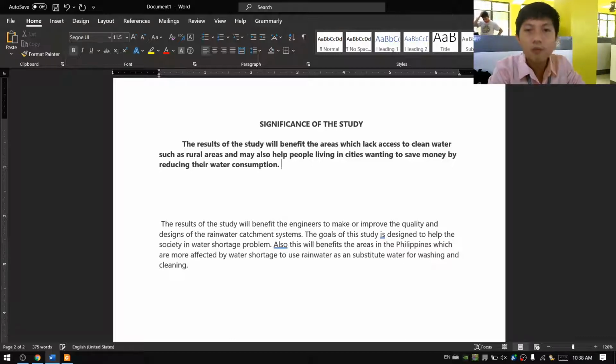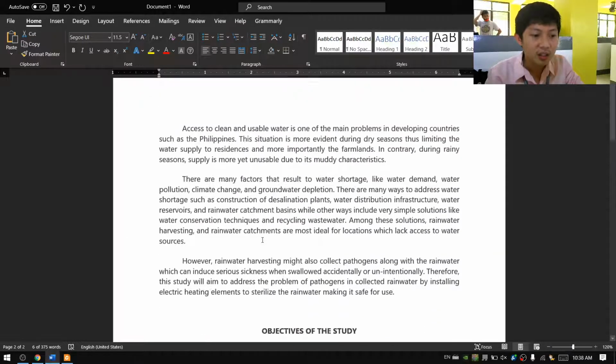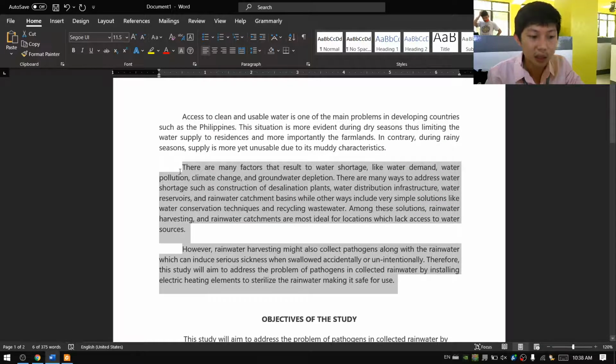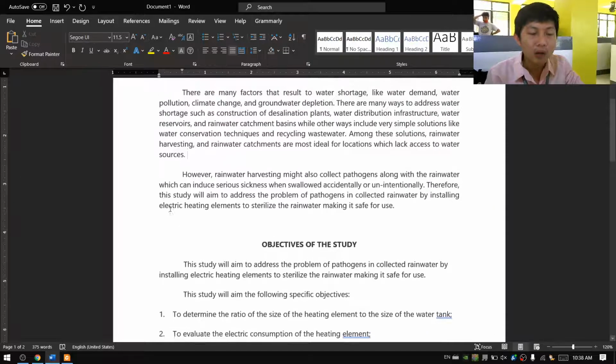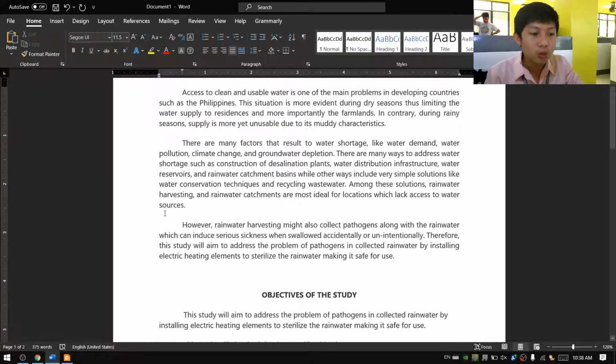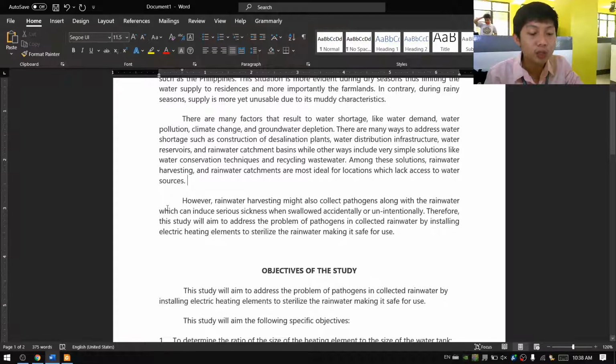Actually, you can add more. But if you're going to talk about designs, no, you're not improving the design. Because if you are improving the design, that should already be said here. You should say that you're not going to put water demand, water pollution, water distribution infrastructure, water reservoir. You will immediately say one of the most common ways to address water shortage is by using rainwater catchment basins or rainwater catching systems.